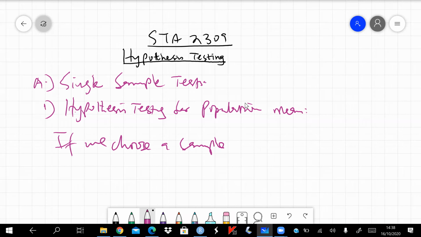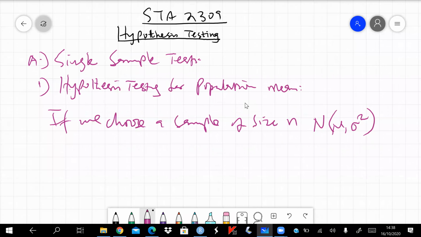If we choose a sample of size n from a normally distributed population, then the hypothesis of interest would be H naught, that mu is equal to mu naught, where mu naught is some hypothetical population mean, which will always be given. In an exam setting, that value will always be given.